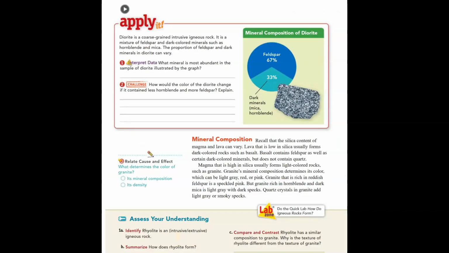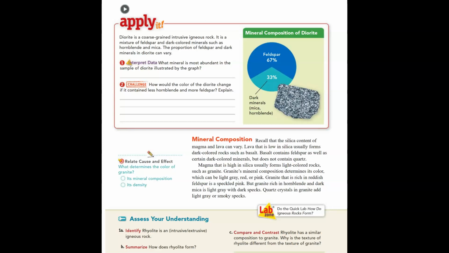Recall that the silica content of magma and lava can vary. Lava that is low in silica usually forms dark-colored rocks such as basalt. Basalt contains feldspar, as well as certain dark-colored minerals, but does not contain quartz. Magma that is high in silica usually forms light-colored rocks, such as granite.